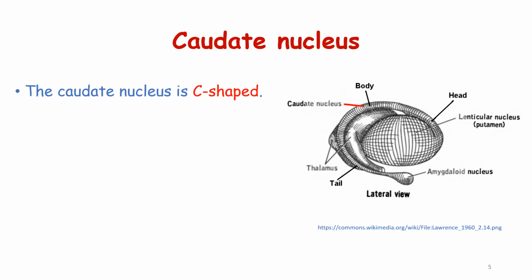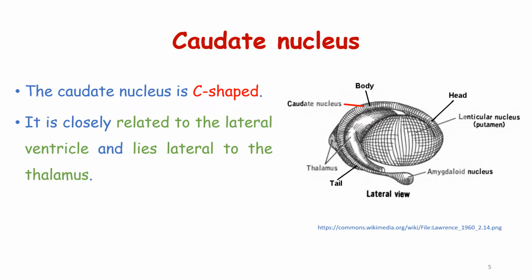The caudate nucleus is C-shaped. It is closely related to the lateral ventricle and lies lateral to the thalamus. It has a head, a body, and a tail.